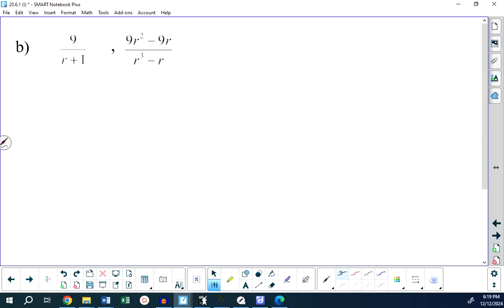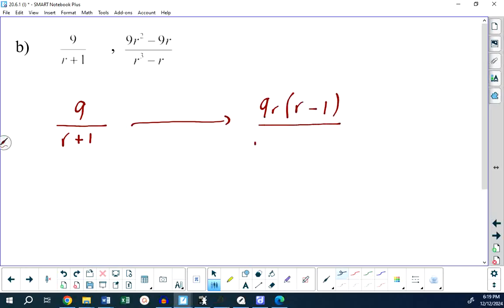B, once again, the key is looking at things in factored form. We're going from 9 over r plus 1 to 9r times r minus 1 over r times r squared minus 1. What I have done here, everybody, is I've started to factor that second expression.